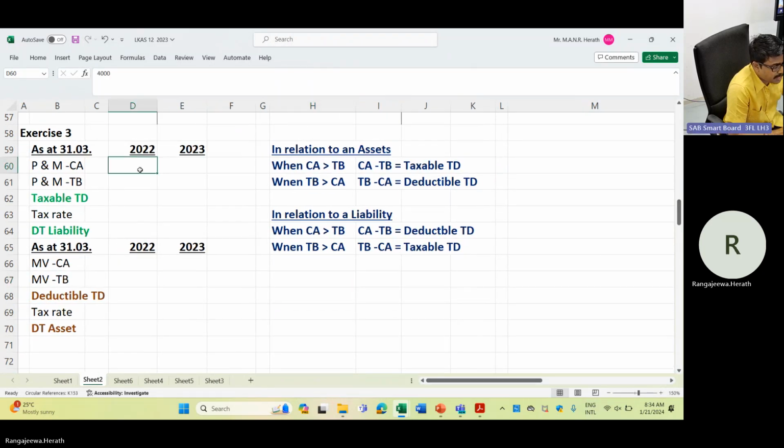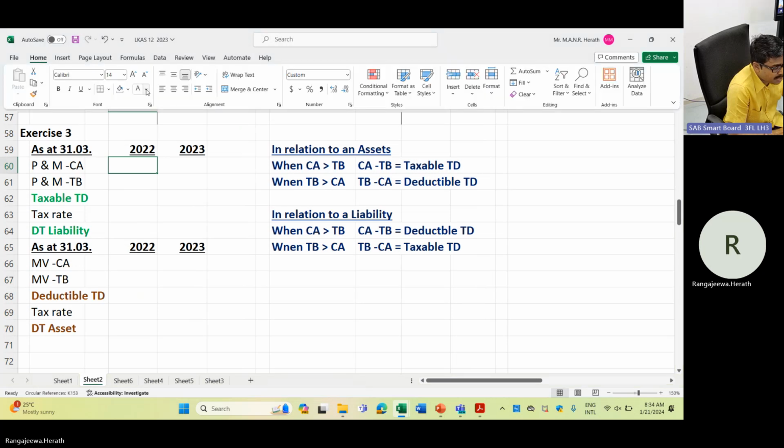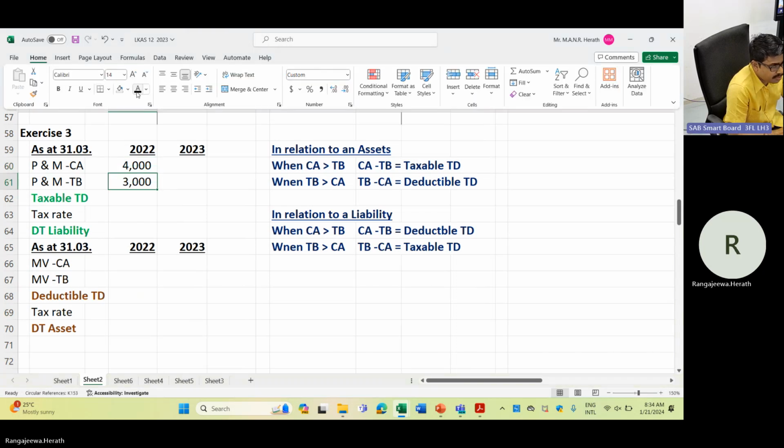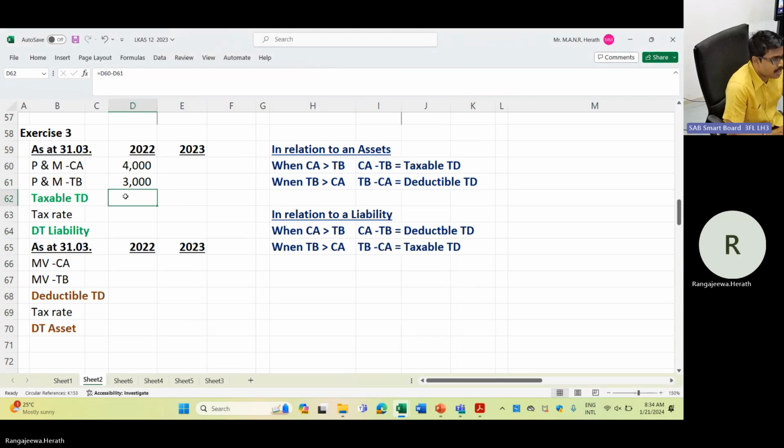So plant and machinery, first year carrying amount 4,000. Tax base 3,000. That is given in the question. Now the carrying amount of an asset is greater than tax base. So we have a difference of 1,000. So this is where I have to decide. If you made a mistake here, you will take wrong calculation because the difference is the taxable. Right? That's why I told you need to remember this part.